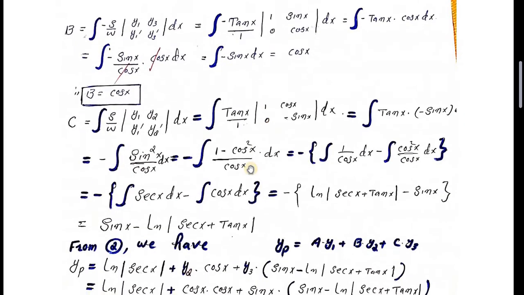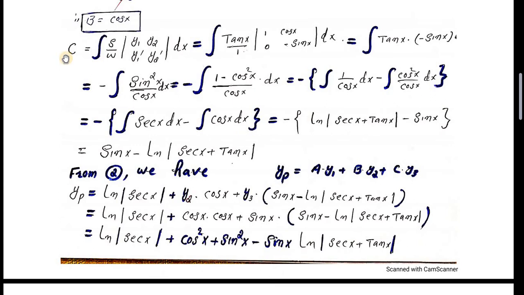Now we have to find the value of C. So we will always put the integral sign, and S over W, we will ignore the third solution y3, and we will write the remaining two solutions here, and we will write their derivatives here.